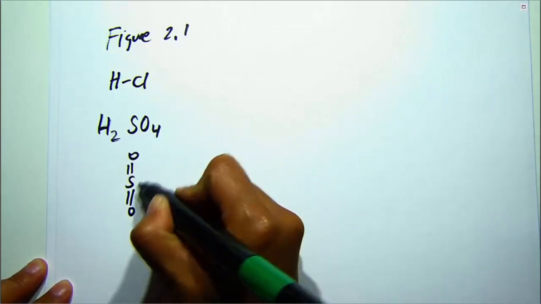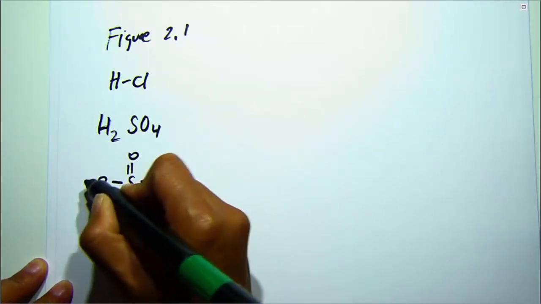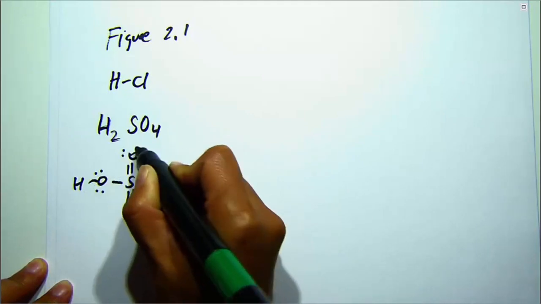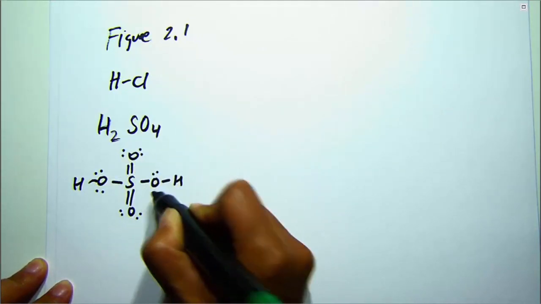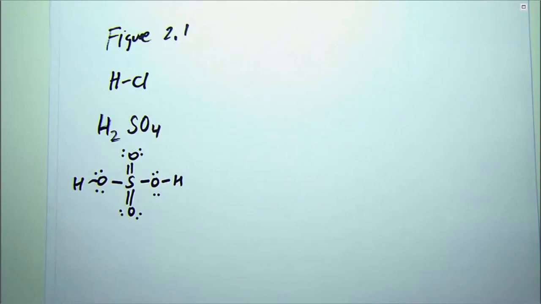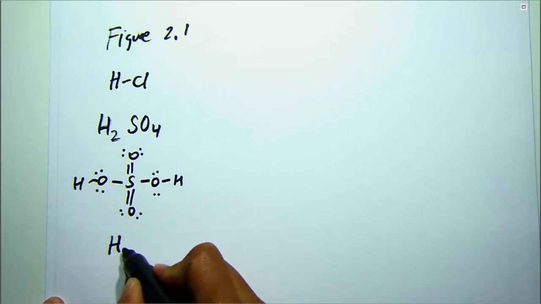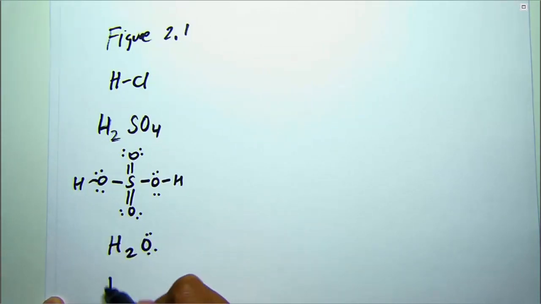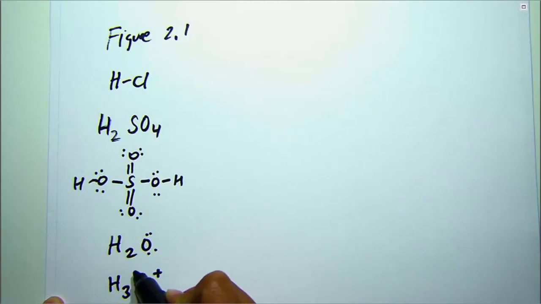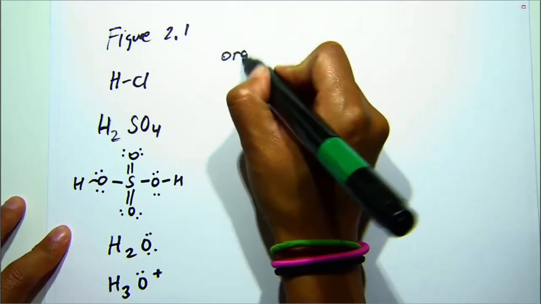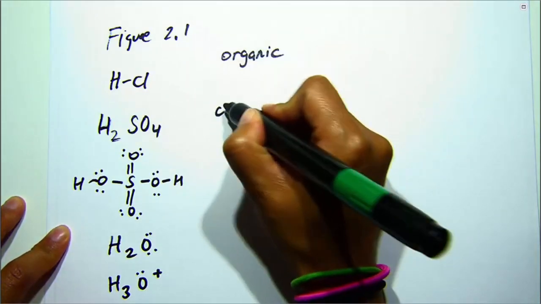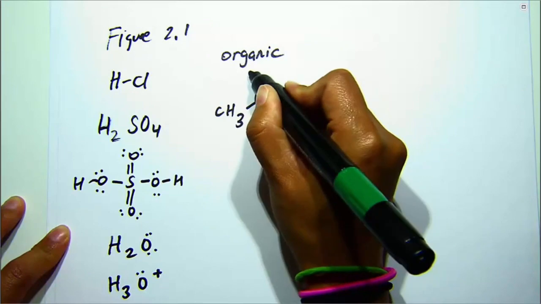We can draw out the Lewis dot structure here. These are inorganic acids. They don't have any carbon atoms in them. Other common acids, of course, are water, which can act as an acid, and then also hydronium ion. Now we can also have organic acids, and you'll see various ones during the class. Today we're going to focus on an organic acid called acetic acid, which we've also seen in class before.